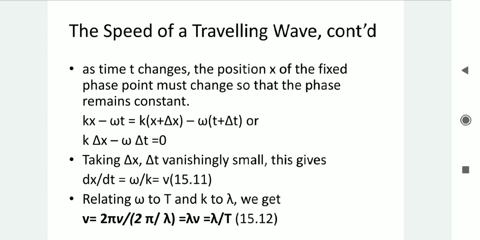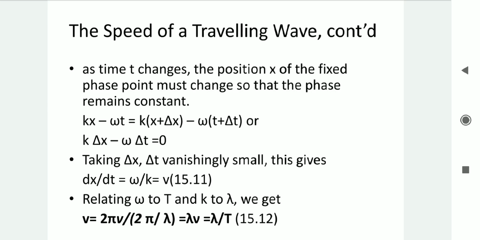By substituting k delta x minus omega delta t equal to 0, the change is very small, so we can differentiate x with respect to time. It will give you dx by dt. So here k delta x equals omega delta t, and delta x by delta t will give you omega by k. That change is defined by dx by dt. It gives omega by k. This is nothing but the speed of the wave, v.